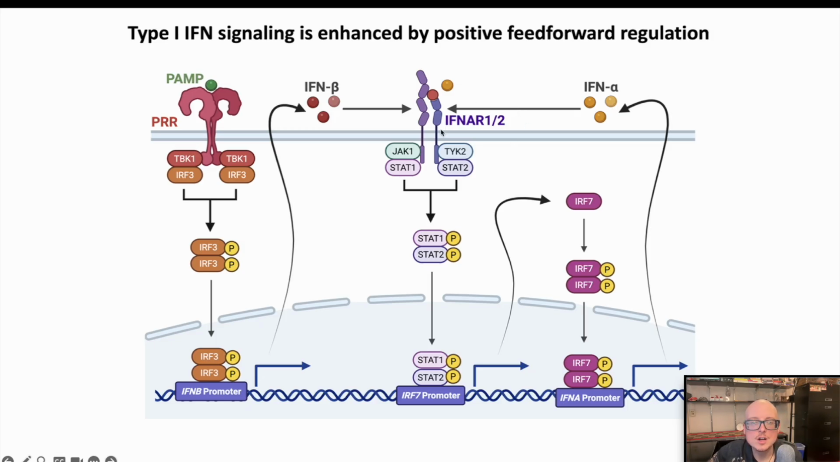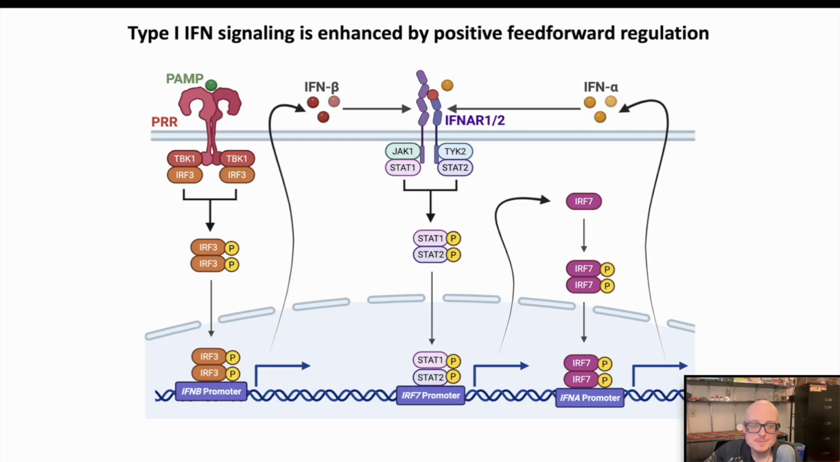So you can notice that all these events are connected in a big loop, and that represents a positive feed-forward loop that is going to exponentially increase the amount of type 1 interferon that is being made and also transducing signals through the type 1 interferon receptor. So this is a very important way that we mount very fast and very sort of exponentially increasing antiviral responses upon some kind of viral infection.